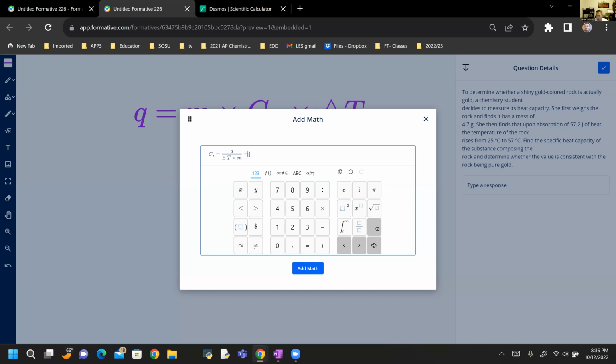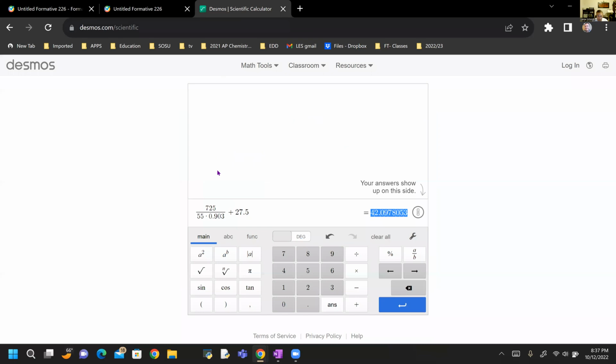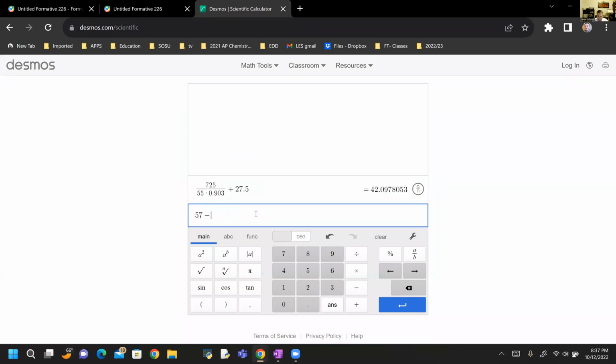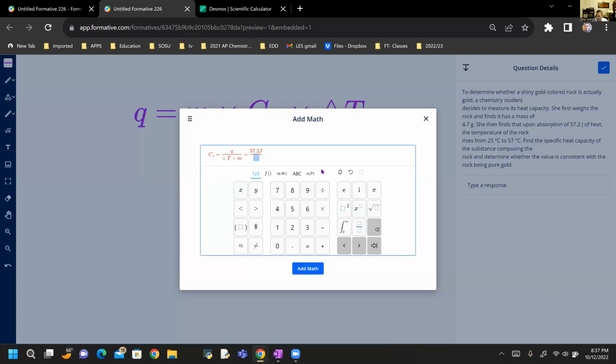And so all we have to do is plug in our values, which makes this really easy. So now we have 57.2 joules, and then our change in temperature, we say is 57 and 25. So you could say that is what, 32 degrees Celsius. And you want to make sure that's right. You can just plug that into your handy dandy calculator. 57 minus, I think it said 25, I'm not sure. Yeah, 32 degrees.